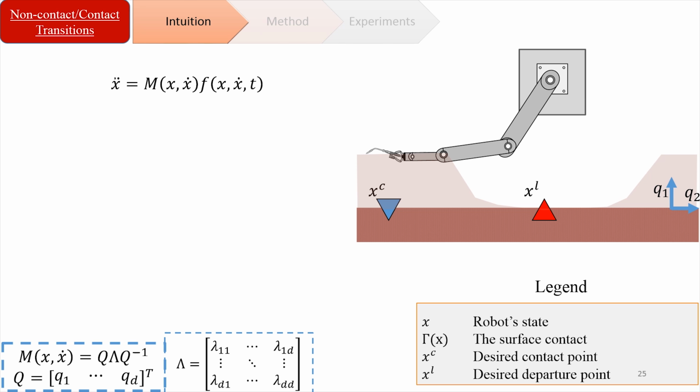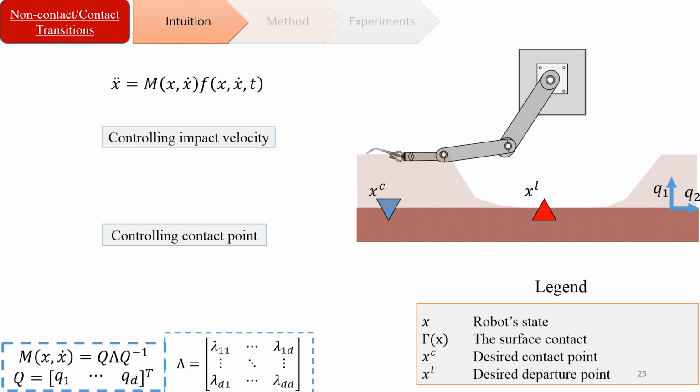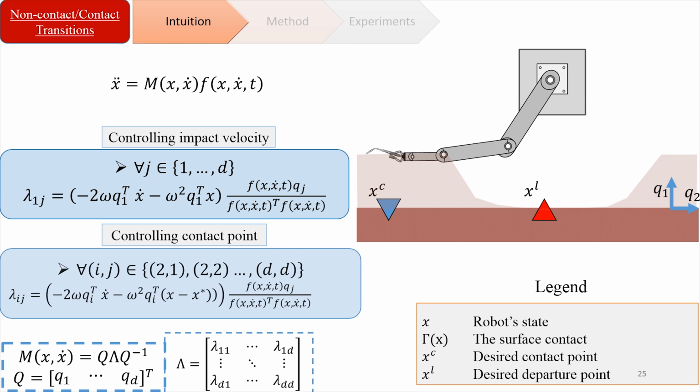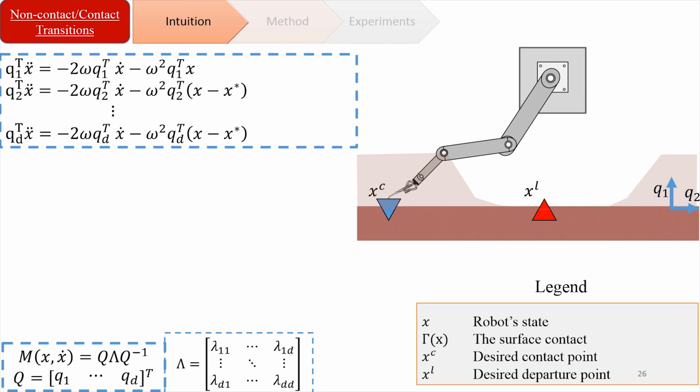So right now we know what is the Q and what is the lambda, but we don't know what these small lambdas are. In order to control for the impact velocity and in order to control for the impact point, we define the lambdas like this. I know they look a little bit complicated, but if we plug in this equation, it's going to be a very nice decoupled motion of the robot in each direction, and each of them is a second order dynamical system, a very simple critically damped dynamical system.